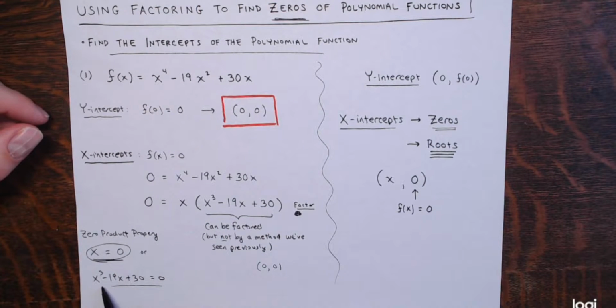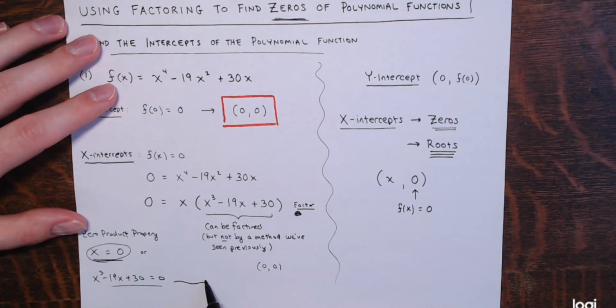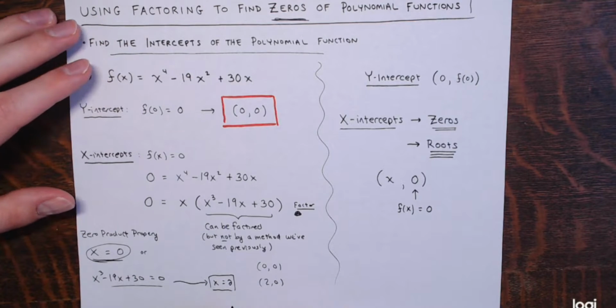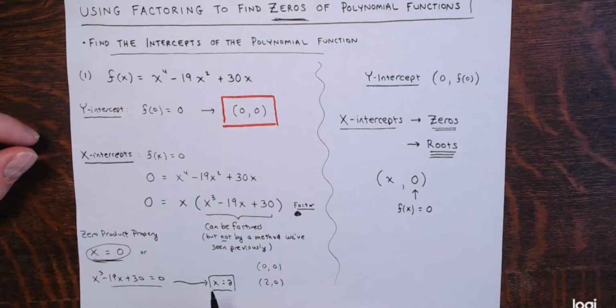And from this, I'll tell you right now that x equals 2 works, right? Because 2 cubed is 8. 19 times 2 is 38. 8 minus 38 is negative 30, plus 30 would be 0. So (2, 0), right? That's another x-intercept. Or you could say that x equals 2 is another 0 of this function. But let's go to the calculator.